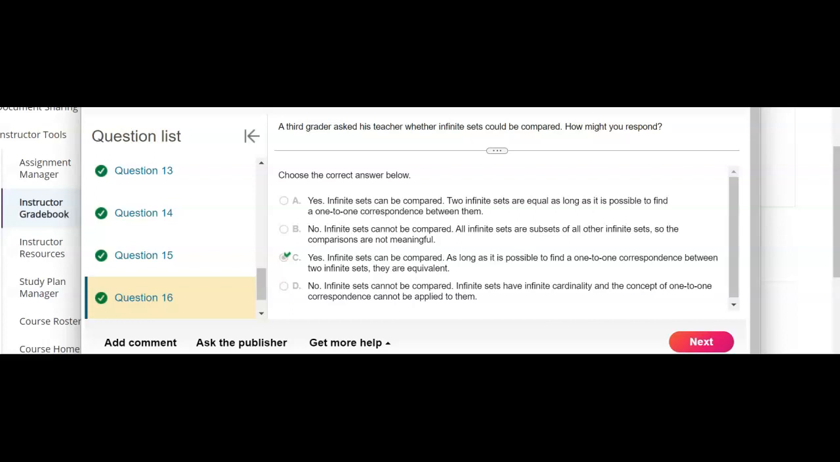But again, I encourage you to look up vocabulary words, like what does infinite mean? What is one-to-one correspondence? What are subsets? What is infinite cardinality? Just make sure you really have the vocabulary down for that problem. And then I think that the answer, even by eliminating other answers, will make sense.